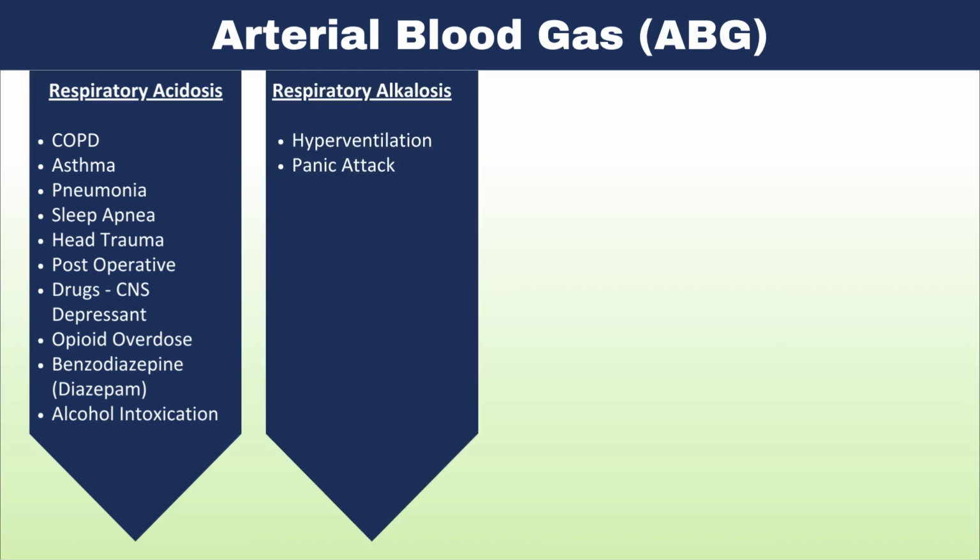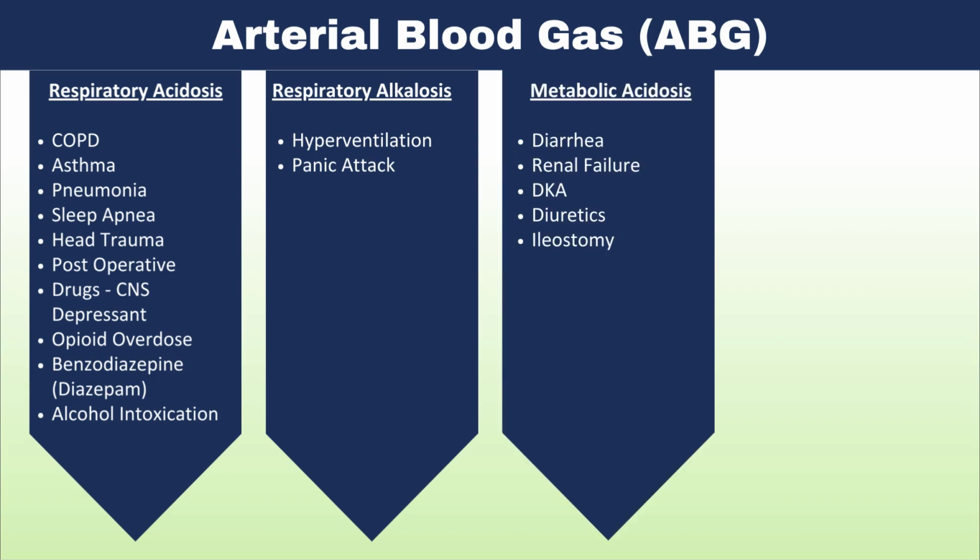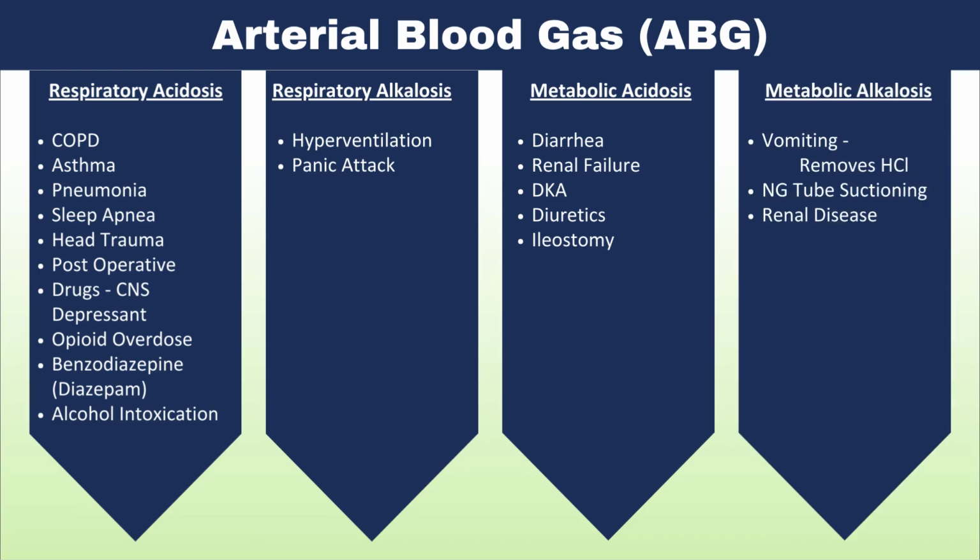Cause of respiratory alkalosis is hyperventilation. If the patient is breathing too fast, it can cause respiratory alkalosis, especially in case of a panic attack. Causes of metabolic acidosis are diarrhea, renal failure, diabetic ketoacidosis, diuretics, and ileostomy. In this condition, the inability of the kidney to retain adequate bicarbonate causes metabolic acidosis. Causes of metabolic alkalosis are vomiting, hydrochloric acid being removed from the body, NG tube suctioning, renal disease. In such a condition, the kidney is not able to excrete excess bicarbonate from our body.